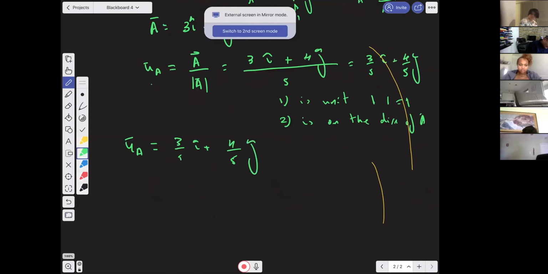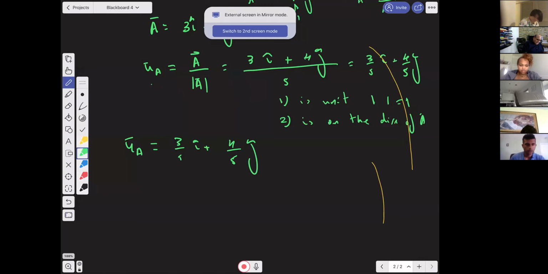Is there any doubt about how I found u sub A? No. So what you did was take the components of the vector and divide by the magnitude. Exactly, not the components of the vector: I take the whole vector itself and divide by the magnitude, so I create a small vector that is in the direction of A, but with magnitude 1.